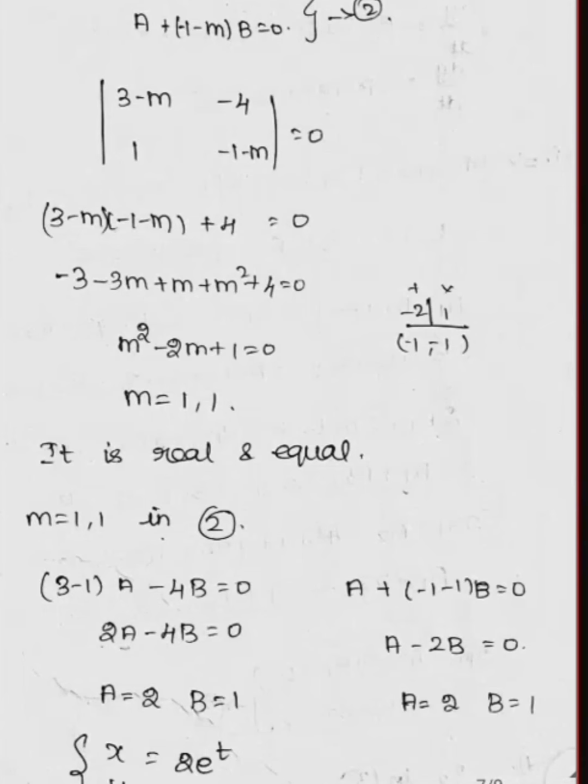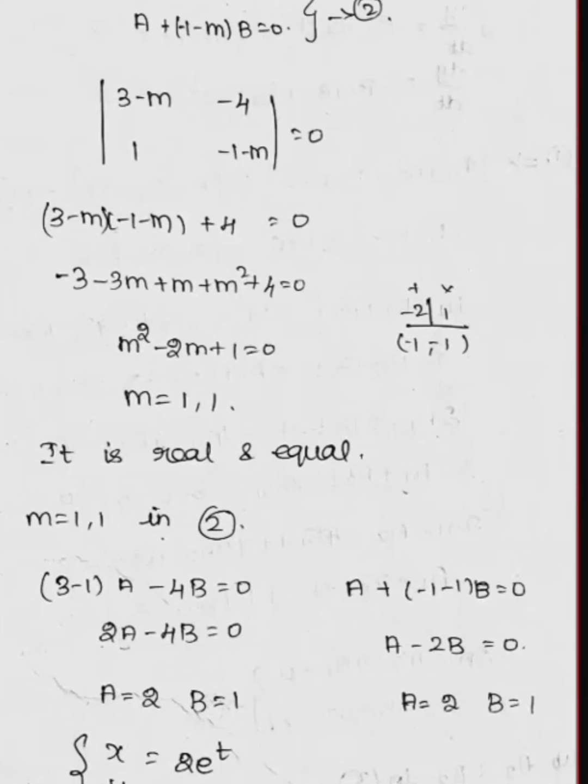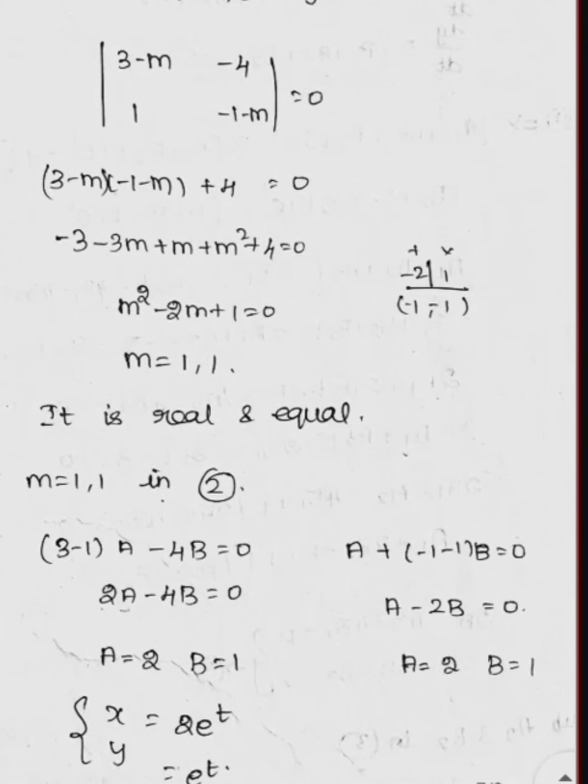That is the a into e to the power mt formula. So a is here 2. So 2 into e to the power m, which is nothing but 1 here. So 2 into e to the power t. Similarly for y, it is b into e to the power mt here. So b is what? 1 here. So 1 into e to the power, that m value is 1 here. So 1 into e to the power t here.